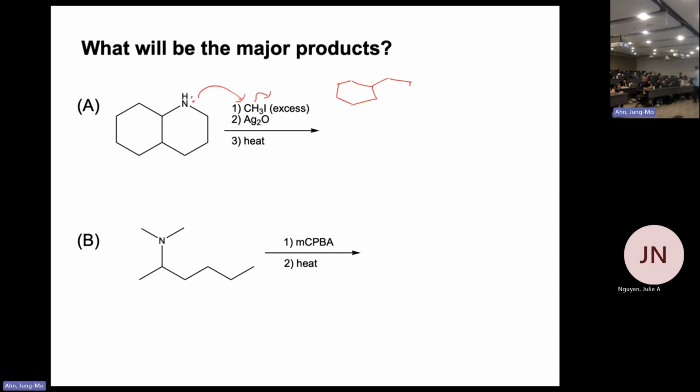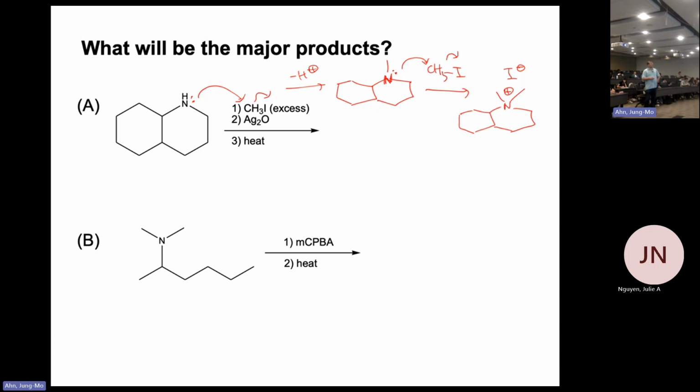So the amine gets methylated, just like we talked about. The amine nitrogen attacks the methyl iodide. It's going to make a tertiary amine, but we have an excess, so it's going to go again. Eventually, we get the quaternary ammonium group, which has iodide as a counter anion.